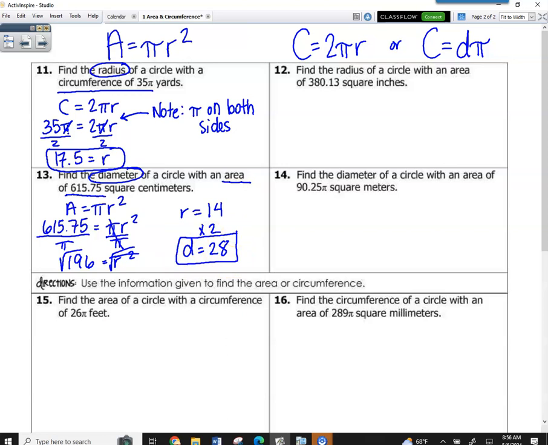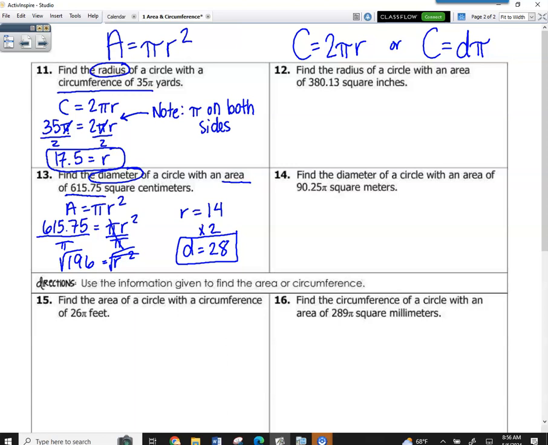Look at the difference between 11 and 13. 11 was in terms of pi, short, sweet, to the point. 13 was not. That means you have to divide that pi in the calculator.